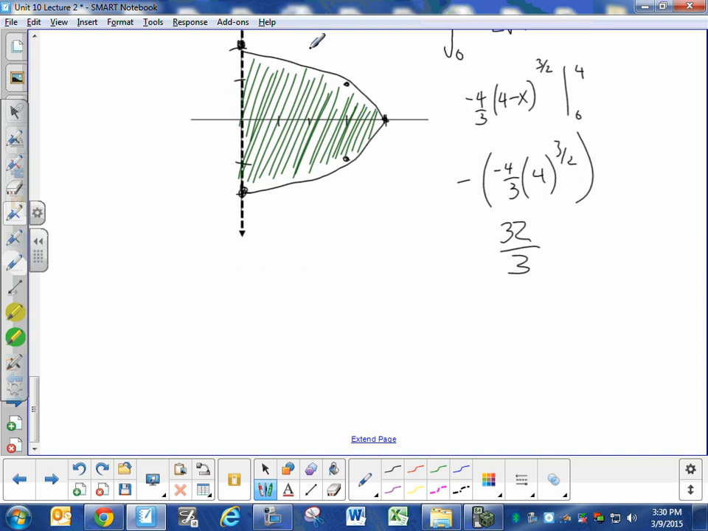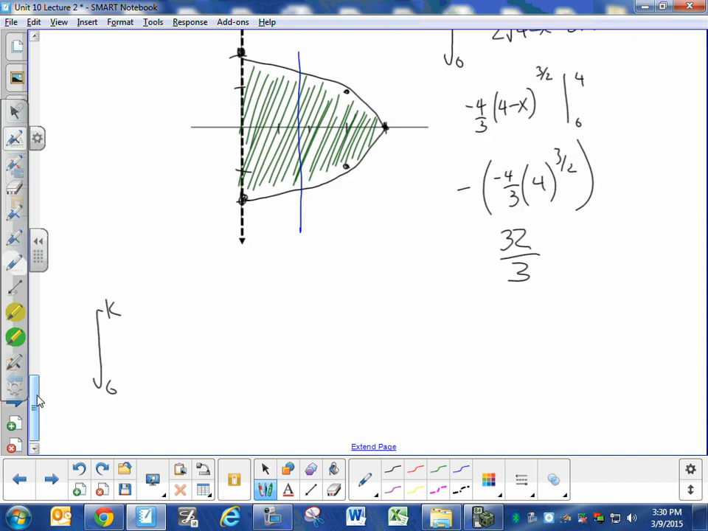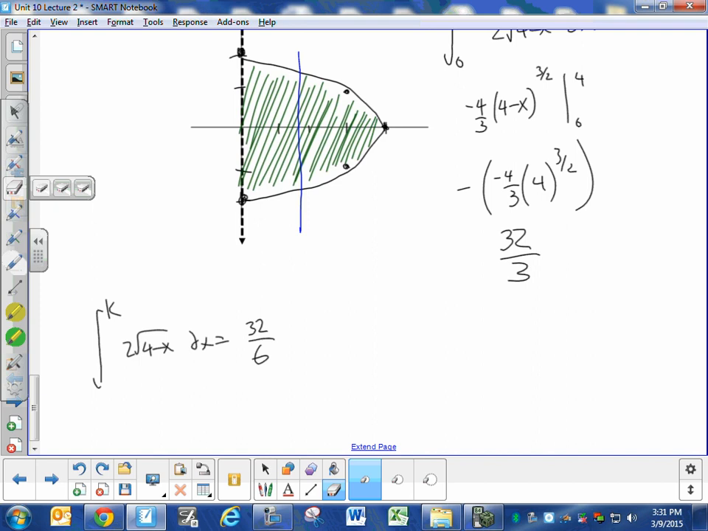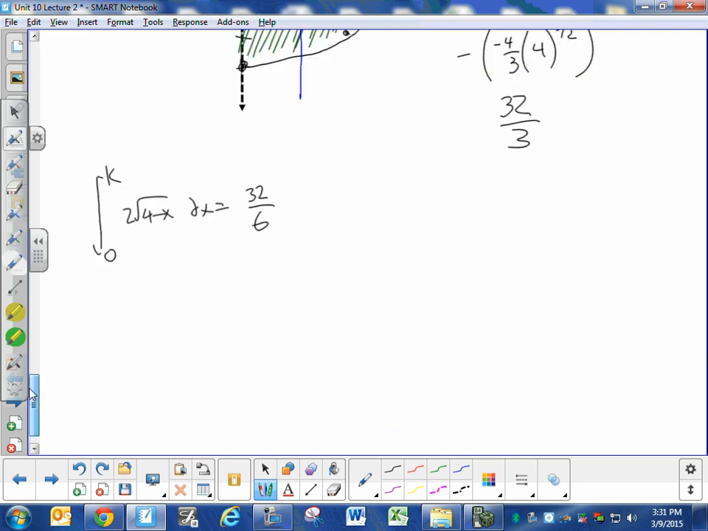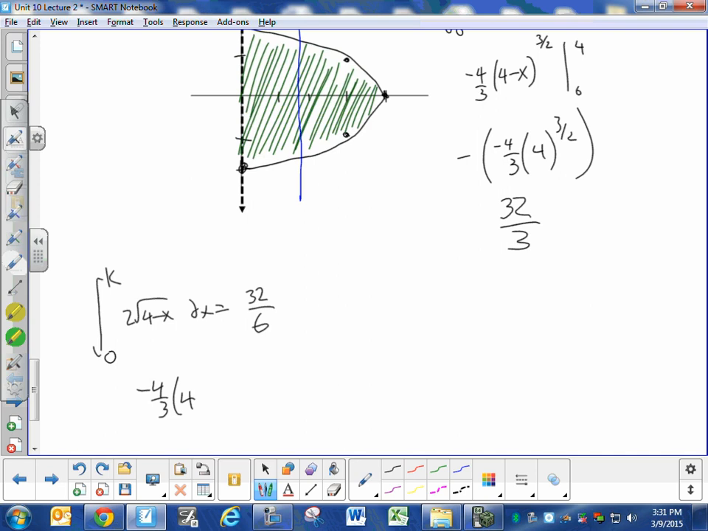Well, we need to now find the line x equals a, which is probably somewhere maybe around here, maybe a little bit to the left of here, where the area from 0 to k under the 2 root 4 minus x equals half of this, so 32 sixths. Well, pretty much what you have to do is take the antiderivative of this again, plug in k, and just see when this, which is the antiderivative, negative 4/3, 4 minus x to the 3/2, from 0 to k is equal to 32 sixths. You would say, when is this with k equal to 32 sixths? So negative 4/3, 4 minus k to the 3/2 equals 32 sixths.